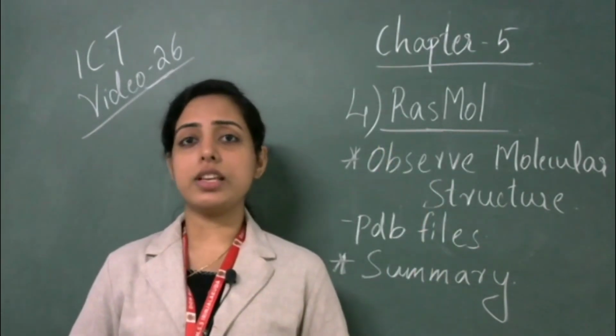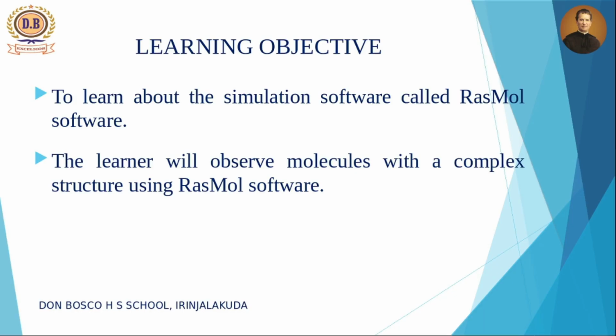By the end of the session you will learn about the simulation software called RASMOL, which is the final software in this chapter. The learner will observe molecules with a complex structure using this software.